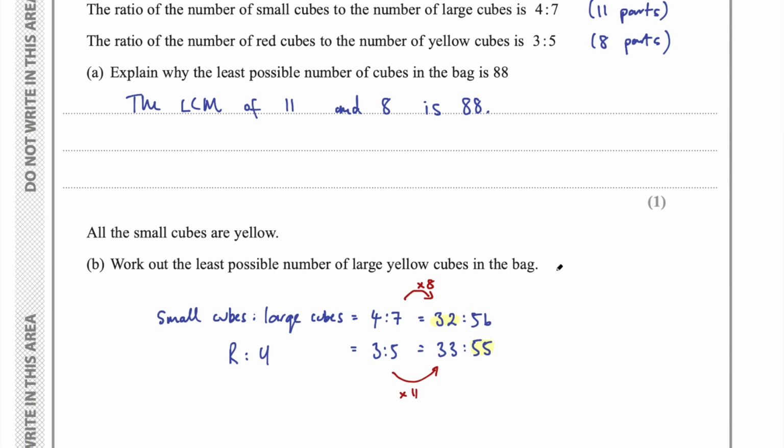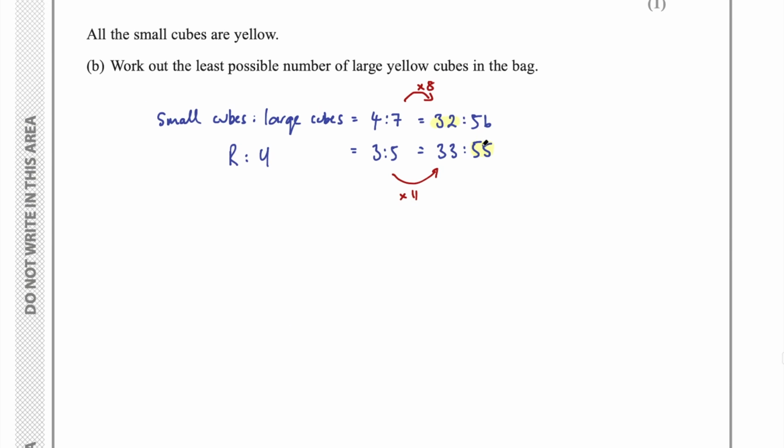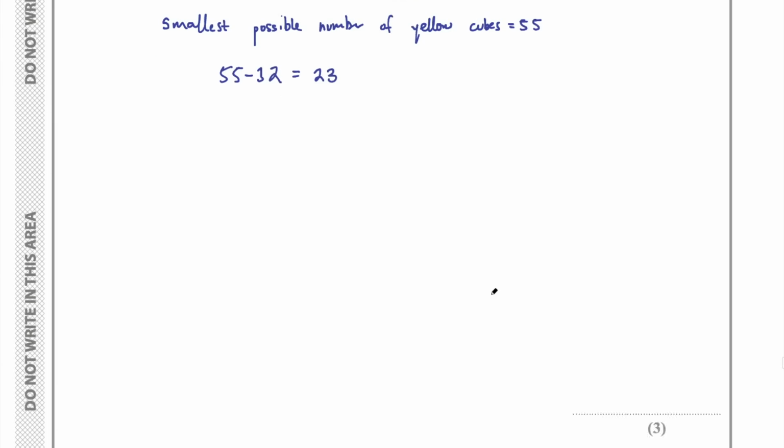So we take the number of yellow cubes, the smallest possible number of yellow cubes. So actually let's write that down. Smallest possible number of yellow cubes is 55, and we take 32. So 55 take 32, and that gives us a difference of 23, and that's the answer. So this is the smallest possible, or the least possible number of large yellow cubes in the bag. So final answer there is 23.